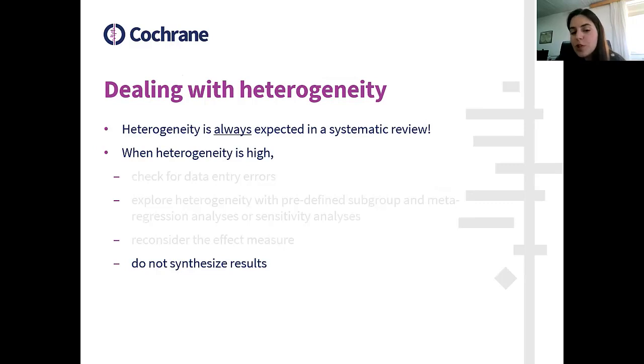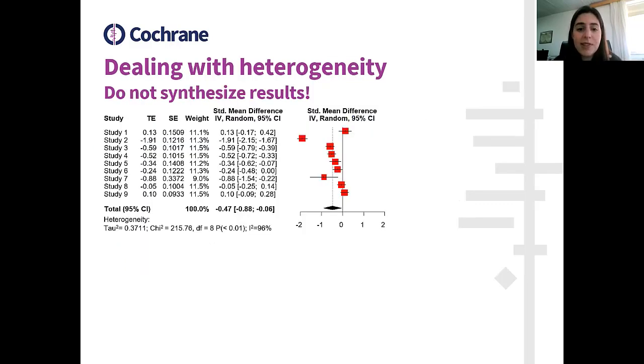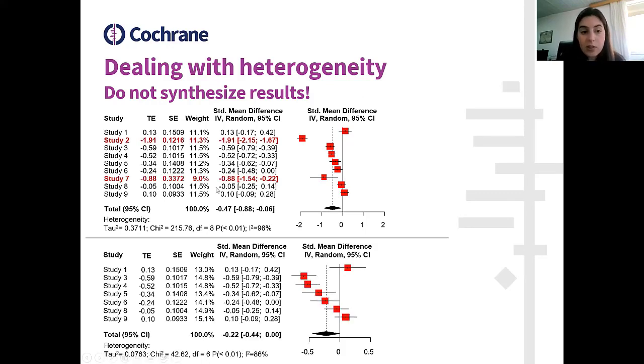Finally, an option is to not synthesize the results. Let's see that in this example. In this meta-analysis, the authors had included 9 studies. They double-checked for data entry errors. They performed sensitivity analysis, and excluded, for example, the 2 studies that seemed to be outliers, study 2 and study 7.